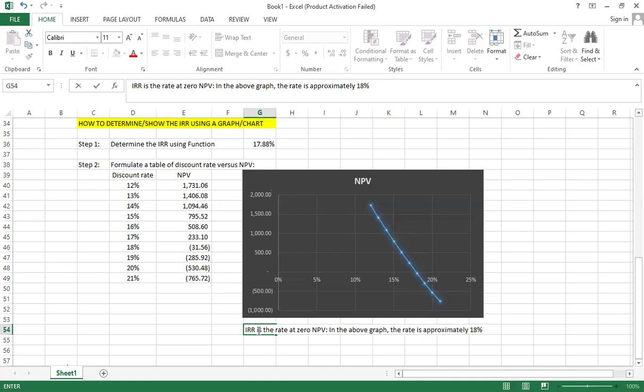And guys, that is it. If you are asked to come up with the internal rate of return when you have used a graph, that is how you do it.